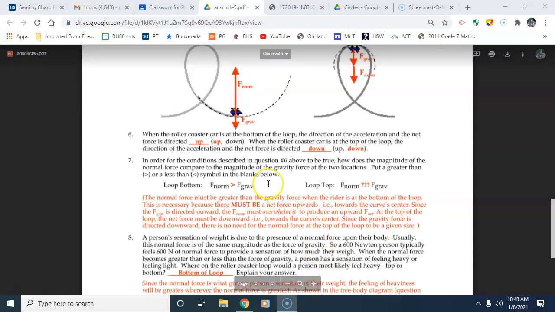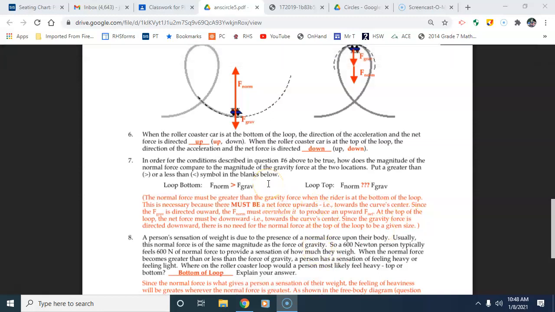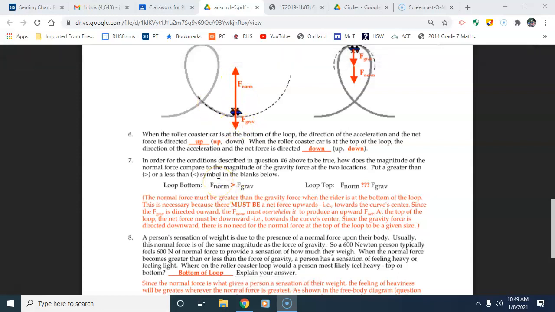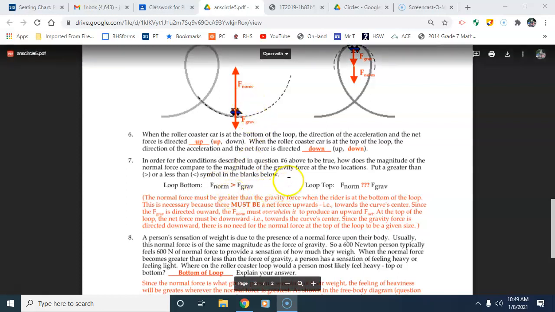And again, just kind of answering a similar question, just worded a different way. In order for the conditions described in number 6 above to be true, how does the magnitude of the normal force compare to the magnitude of the gravity force? How does it compare at the two locations? Put greater than or less than symbols in the blanks below. Well, we already noted that at the bottom of the loop you feel heavier. That's because the normal force of the track pushing back on you is greater there.